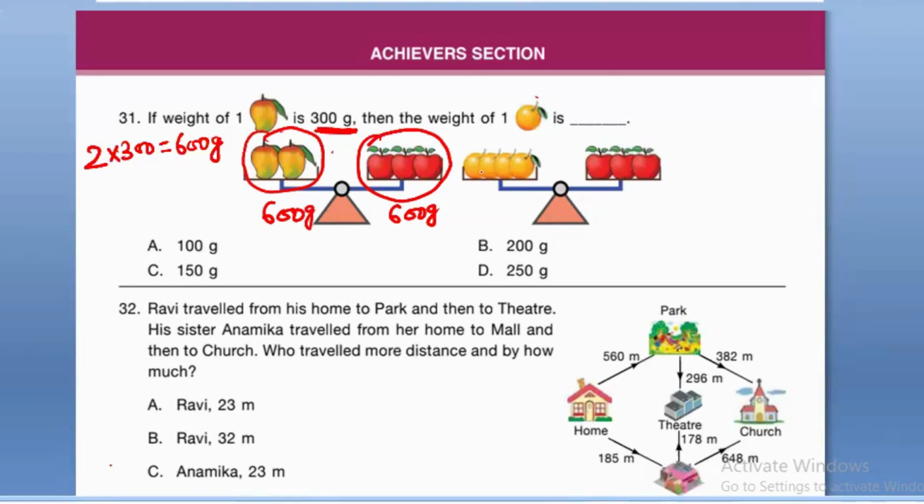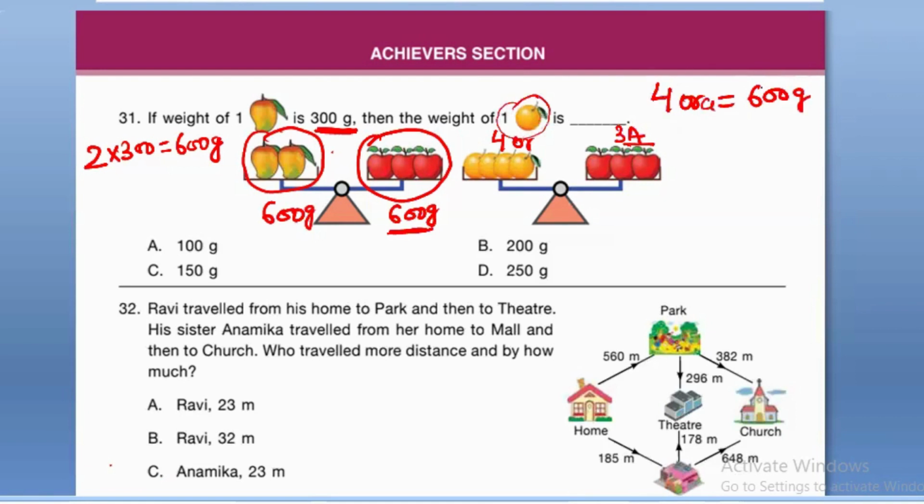Now let's come to the second balance. Here you can see 1, 2, 3, 4. The weight of 4 oranges is equal to the weight of 3 apples. Now let's come back to the first balance. We have seen that the weight of 3 apples is equal to 600 gram, which means the weight of 4 oranges is also equal to 600 gram. Now the question is asking for the weight of one orange. So what will be the weight of one orange?